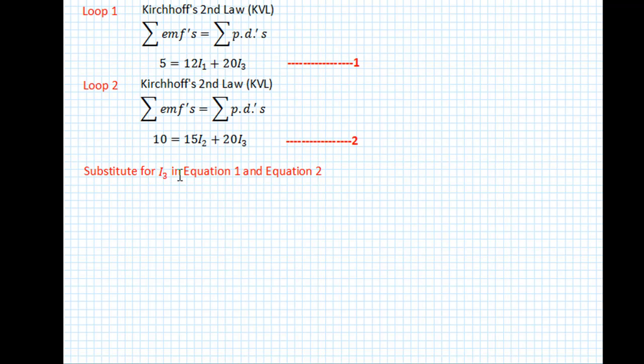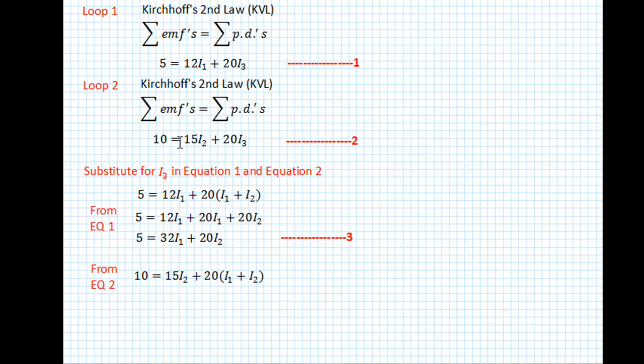So we're going to substitute first for I3 in equation 1. So we replace the I3 with I1 plus I2, and then we can multiply that out and simplify. So we get 5 equals 12I1 plus 20I1 plus 20I2. And again we can simplify that further by adding together the two I1 terms. So we end up with 5 equals 32 I1 plus 20 I2, and we're going to call that one equation 3.